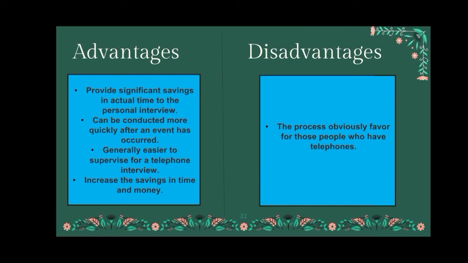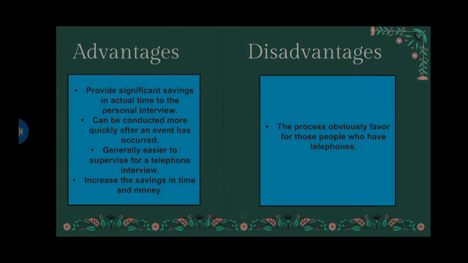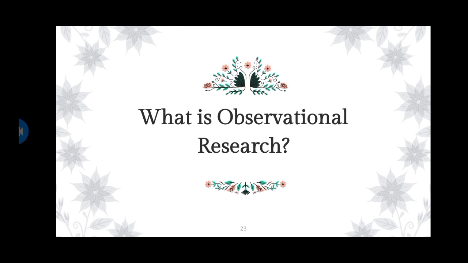CATI, or computer-assisted telephone interviewing, can build in skip patterns to expedite the interview process and thereby increase the survey's savings in time and money. One major disadvantage of the telephone interview is that the process obviously favors those people who have telephones.